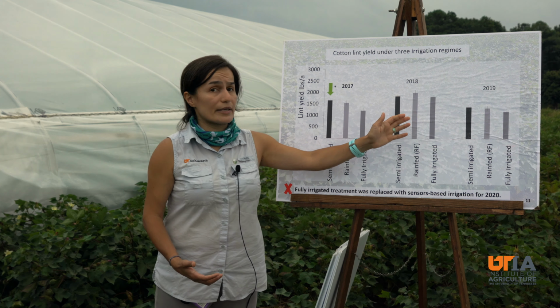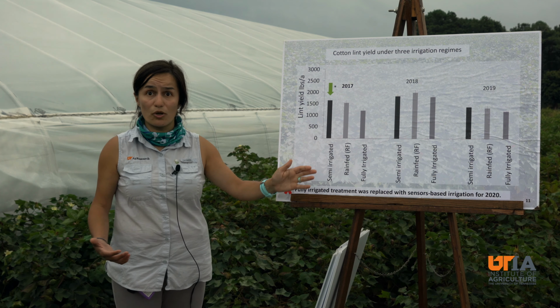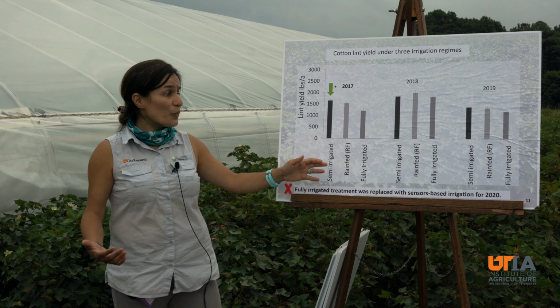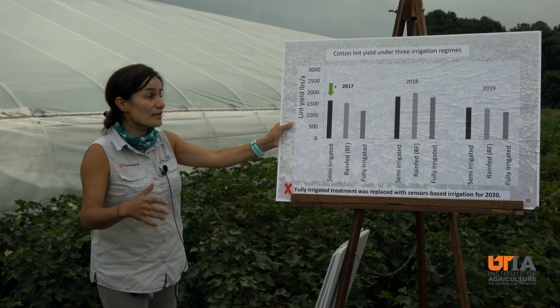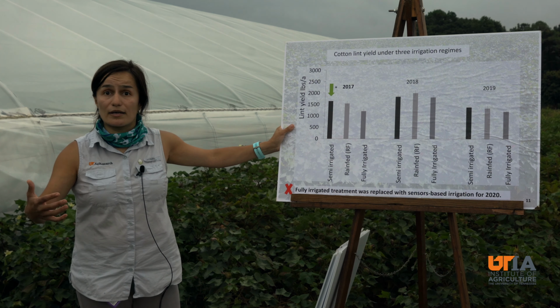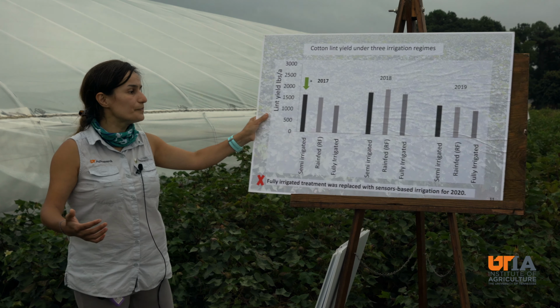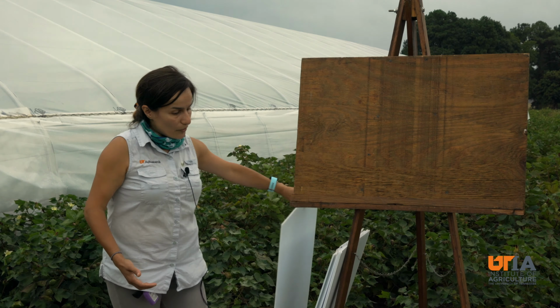Actually in 2018 and 19, we had plenty of rainfall, the soil was at filled capacity, we even didn't see much of change based on semi. So yield is very related to that rainfall amount in the field too.